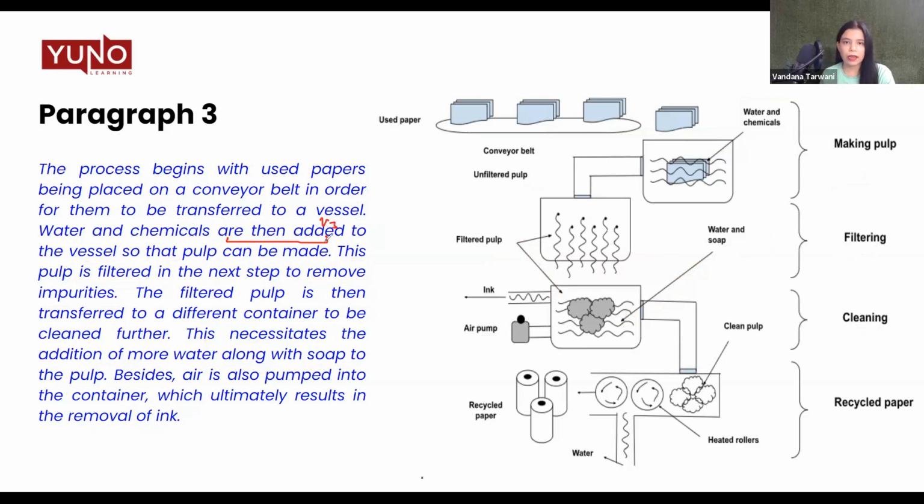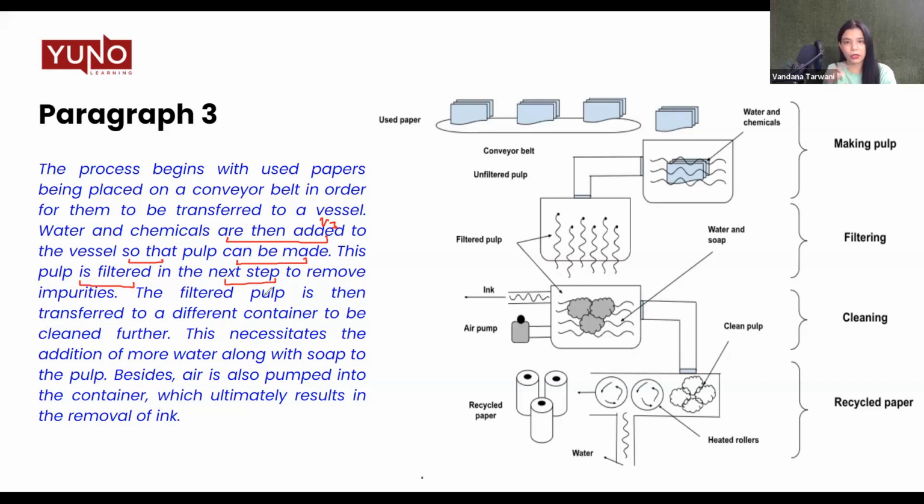Water and chemicals are then added to the vessel so that, this is your linker, so that pulp can be made. This is again your passive voice: a modal verb plus be plus past participle. Again, is filtered, is plus V3 in the next step. So this is how you are keeping your ideas connected and you are using right grammar.